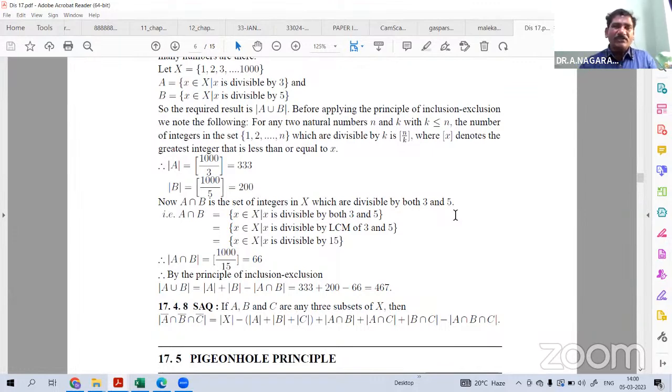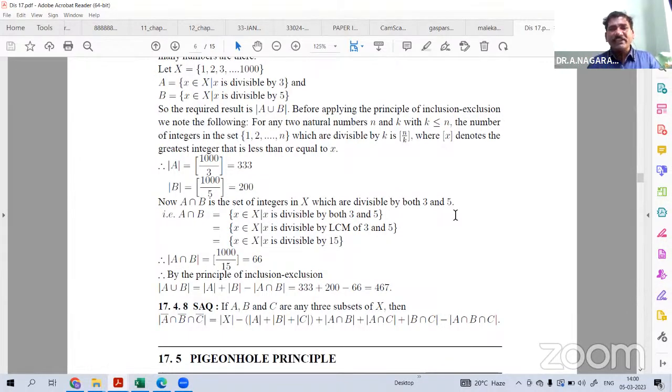We note the following: we have two natural numbers N and K, such that K is less than or equal to N. The number of multiples is given by N divided by K, using the greatest integer bracket. So the count of elements divisible by 3 is 1000 by 3, the greatest integer, which is 333. And divisible by 5 it is 1000 divided by 5, which equals 200. So here we got two sets of elements.